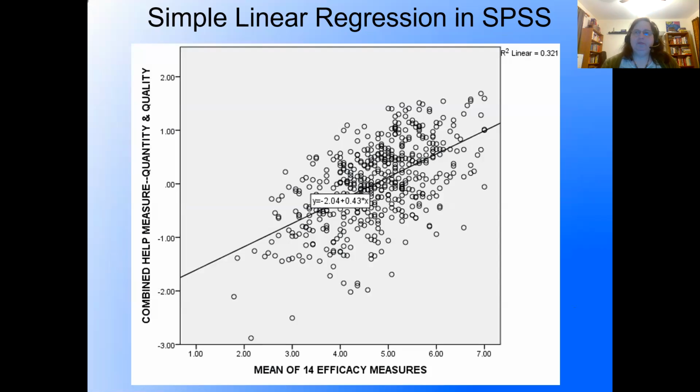Here's a scatter plot with the line through it showing you how this looks. Again, remember that r squared was 0.321, or the adjusted was 0.320. And here's that regression equation written out nicely for us. And we can see this looks like a very nice relationship, very strong relationship.